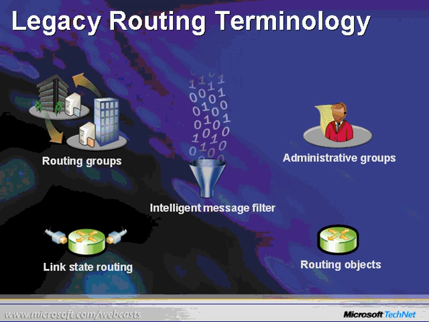So all Exchange 2003 servers that were in the same routing group, well, they assumed that they had high bandwidth. They were part of one physical network, right? And they would transfer messages and communicate directly with one another.